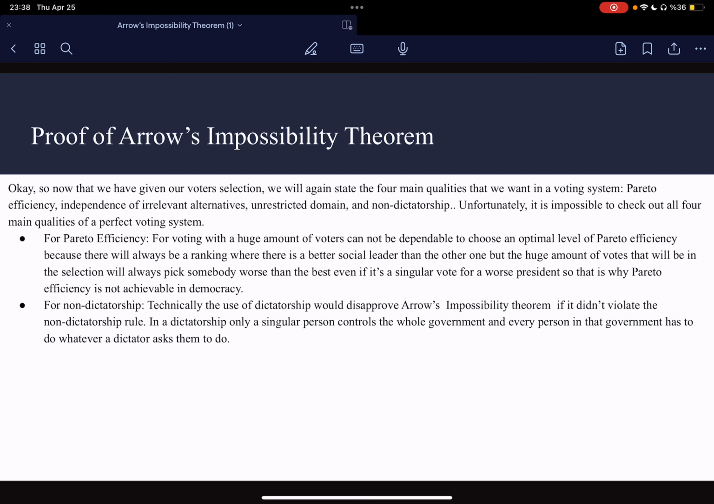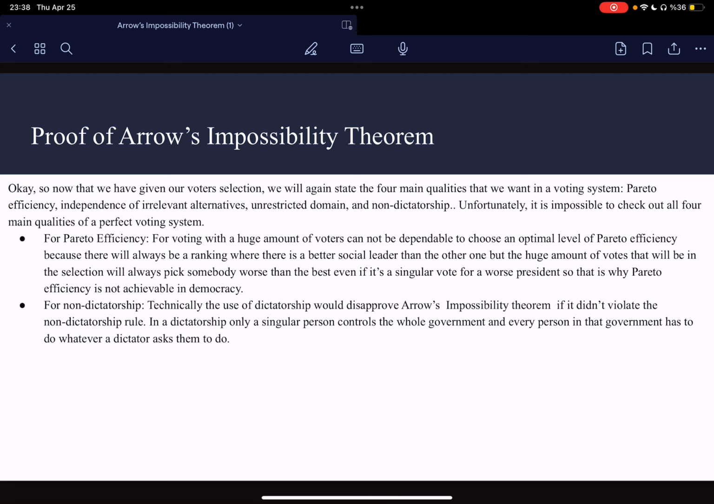For Pareto efficiency, voting with a huge number of voters cannot be depended on to choose an optimal outcome, because there will always be a ranking where there is a better social leader than the other one. But the huge number of votes will always pick somebody worse than the best, even if it's a single vote for a worse president. So that is why Pareto efficiency is not achievable in democracy.